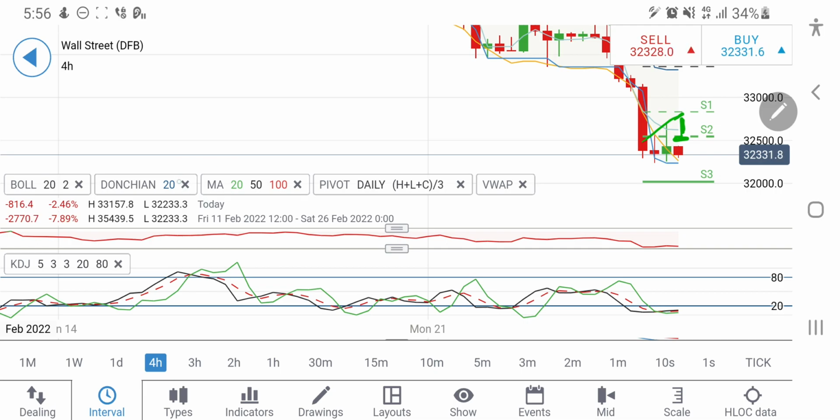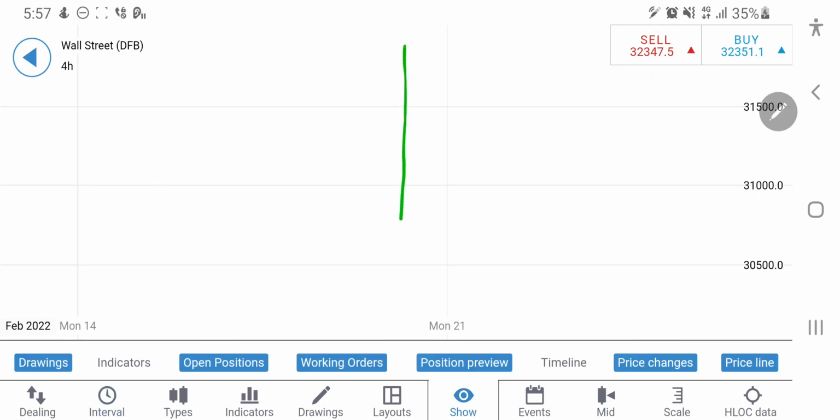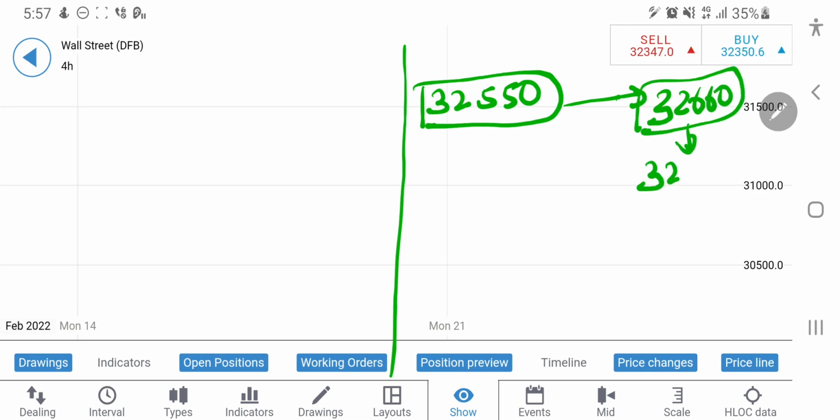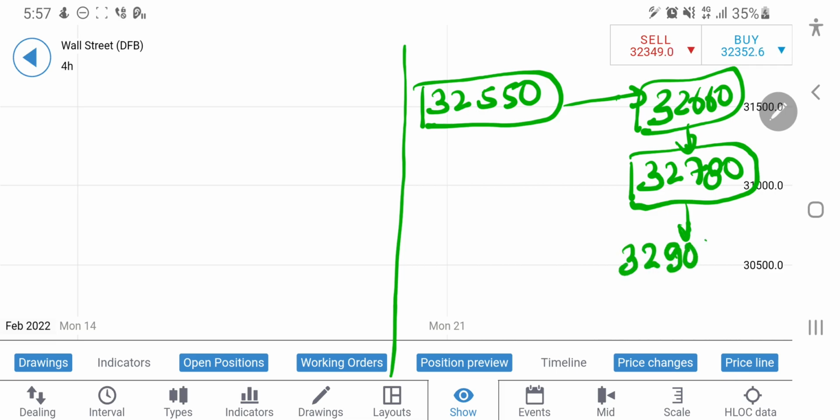So now considering all this, let me give you the trading levels for the day. First, let's talk about the longs here. Take a long entry at 32,550. Once it breaks 550, it will definitely try to hit 32,660 and 32,780 levels. Remember, it can rise till here. If it continues to trade beyond 32,550 levels, we can expect it to rise continuously. Beyond 32,780, you can also expect it to hit 32,900 and plus levels, because right now everything is oversold.